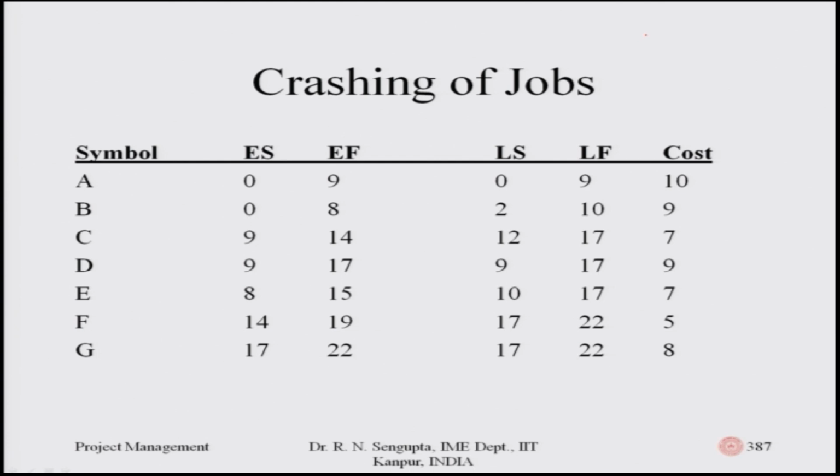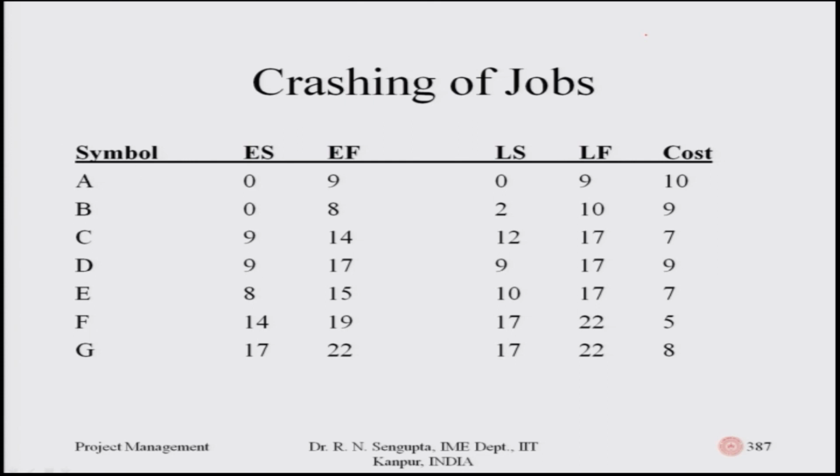So, if we see job A, it has an early start of 0, and job B has an early start of 0. Similarly, C, D, E, F, G have early starts of 9, 9, 8, 14, 17. Corresponding to the late start, which is the fourth column in this slide, the values for A to G are given from 0 to 17.